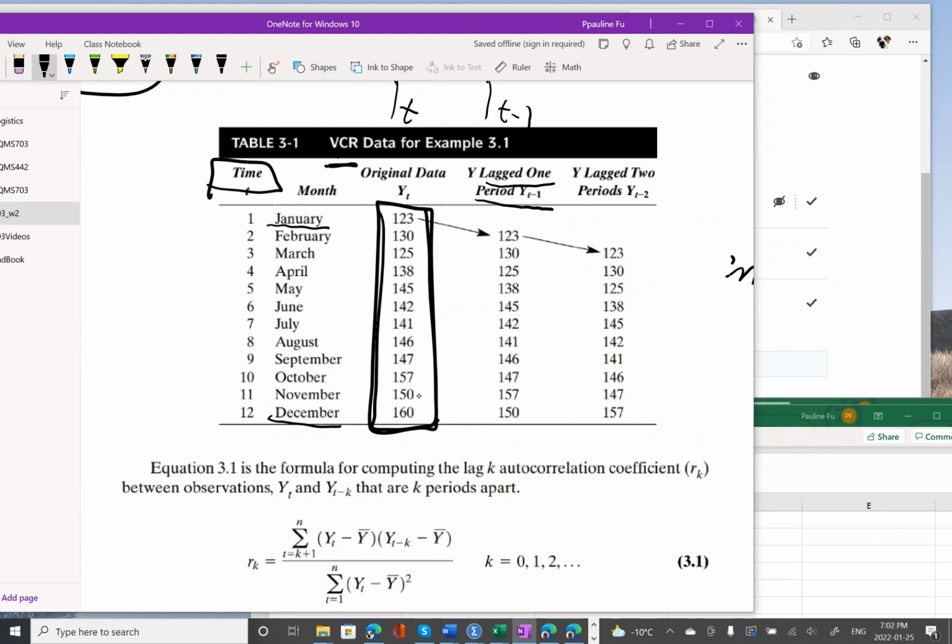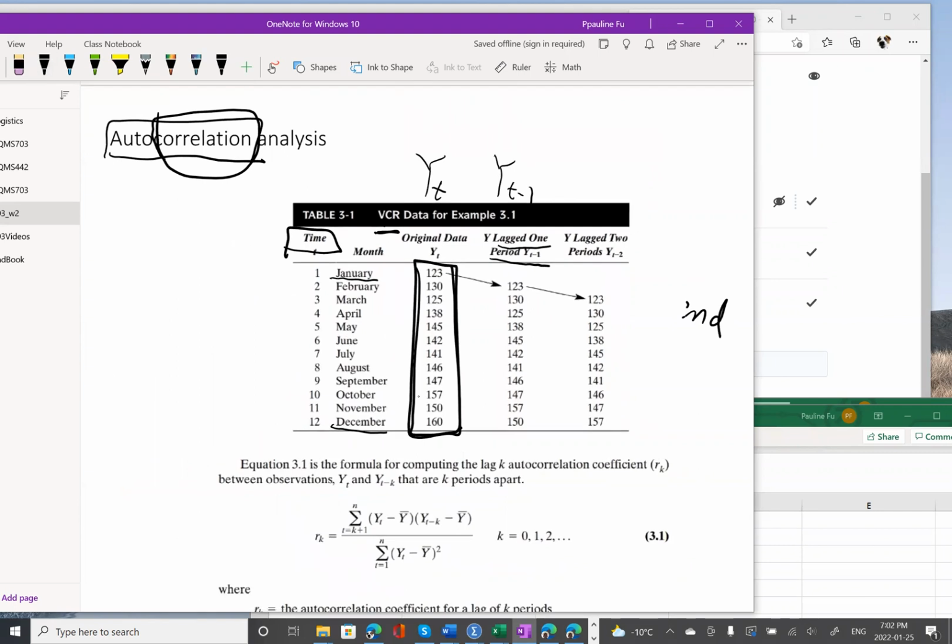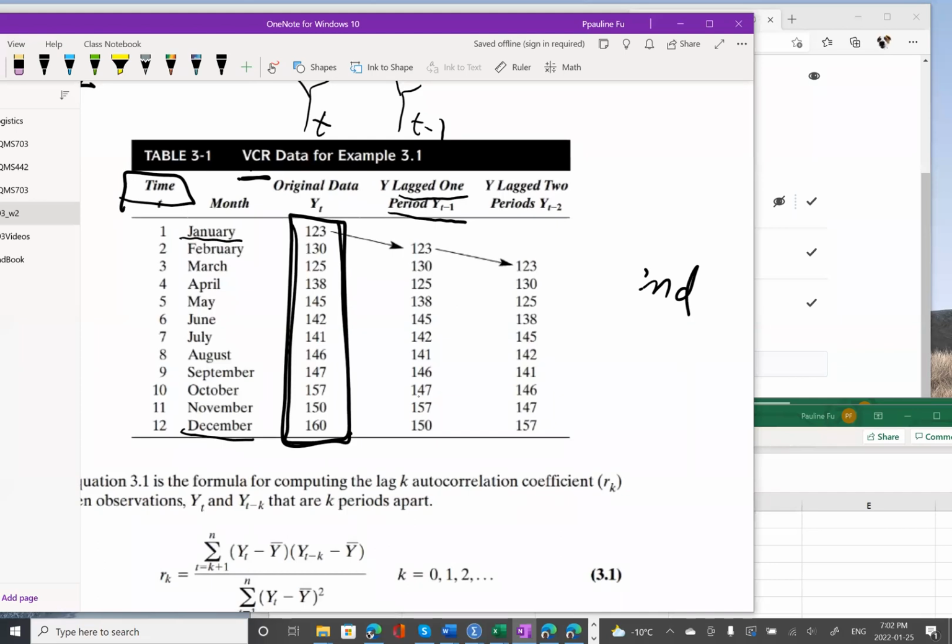Any other questions? Why we need lagged one period? After this lagged one, we can have lagged two periods. When you have lagged two periods, move the first number down to this position. The first number becomes here. That is the lagged two period. And we have lagged three period. So lagged three, 123 would be here, 130 would be here. This is lagged three, etc.